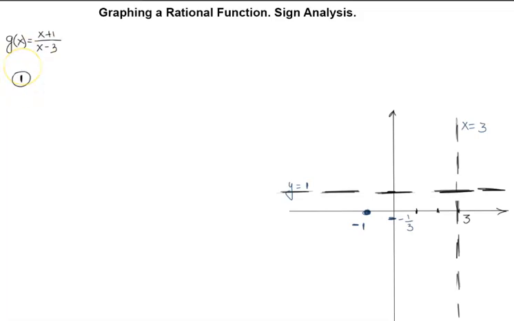So first, we will need to find so-called critical numbers. Those are the numbers that turn the numerator and denominator into 0. So the numerator, x plus 1 equals 0, and the denominator, x minus 3 equals 0. Solving the first equation for x, it will be -1, and the second one, x equals 3. Those two numbers we'll call critical numbers.